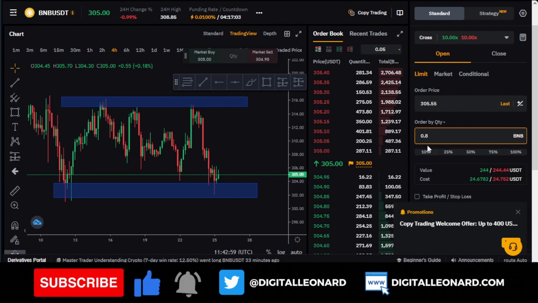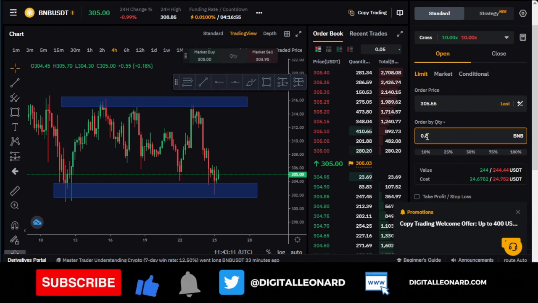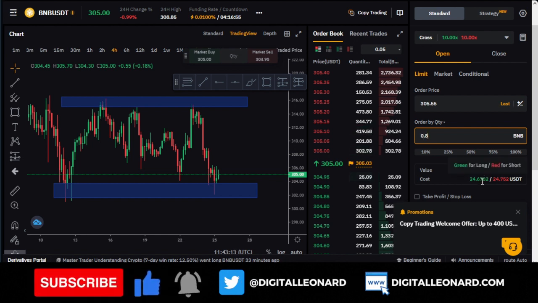So you keep adjusting this, because when you use the slider percentage, the percentage will be based on the capital you have in your futures trading account. So you keep selecting. If I don't want to use just 10% or 20% or 40%, I will use this $24. This is what is going to cost me to open this trade. I'll go ahead and open the trade.